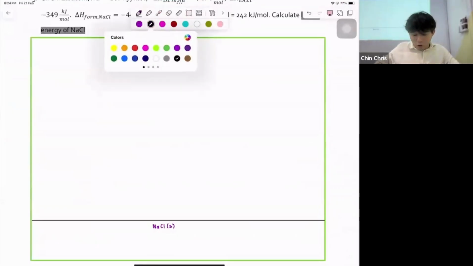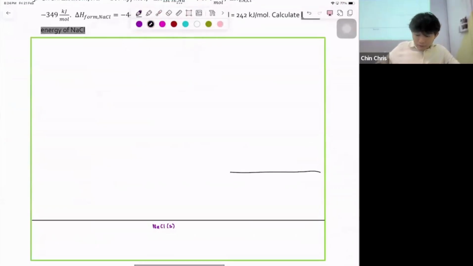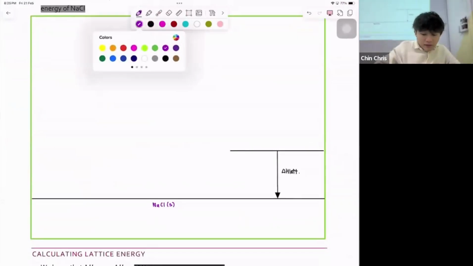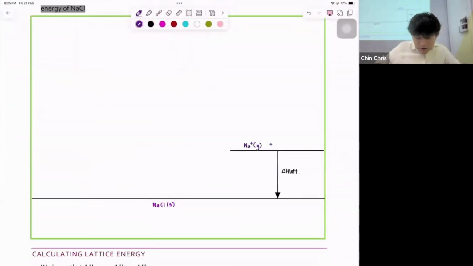Lattice energy, on your right. So this is delta H lattice. Alright, guys, you should remember what lattice energy is. Lattice energy is from gaseous ions combined into an ionic solid. So gaseous ions combined into NaCl. Delta H lattice on your right hand side.